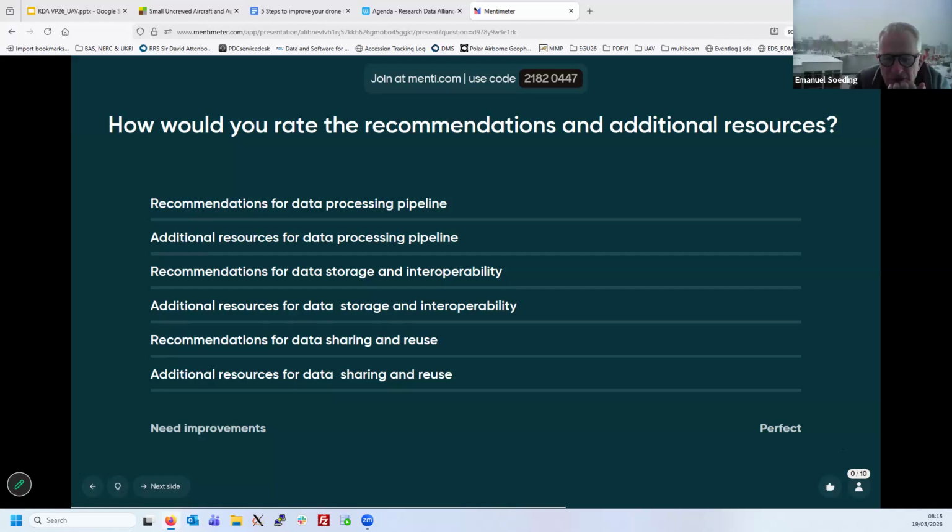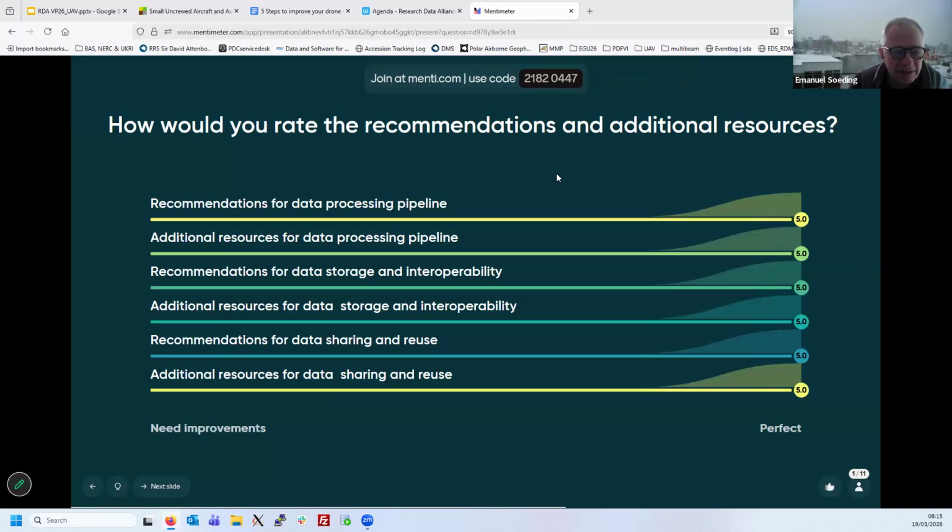And there seems to be a problem with the Menti, because I always got a different page than you see. Currently, I get the "how would you rate the recommendations" page, so the one you had previously. And when I was on that page previously, I got something else. Okay, yeah, that's the one. That's the one I have now. Right. Okay.